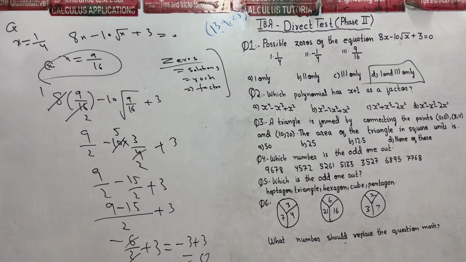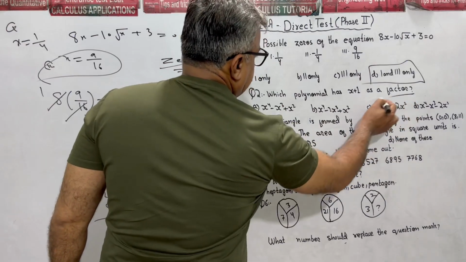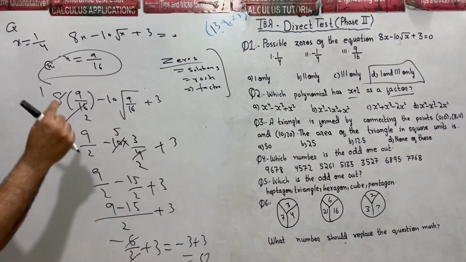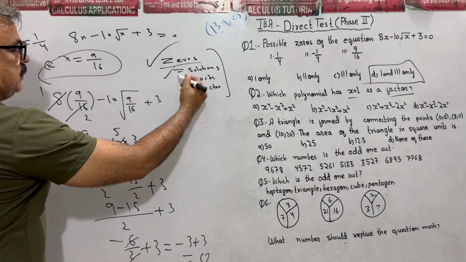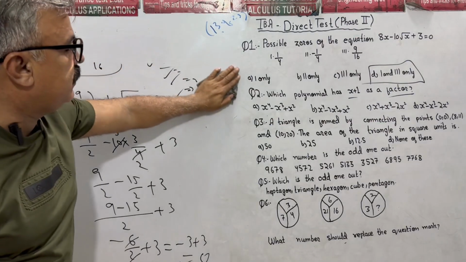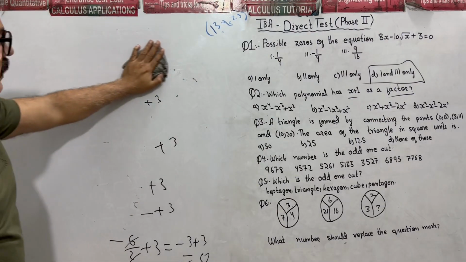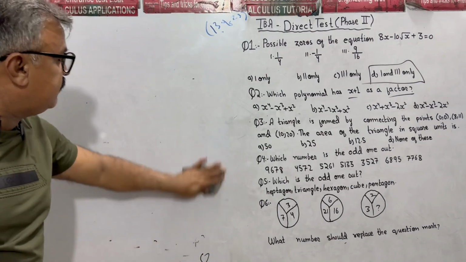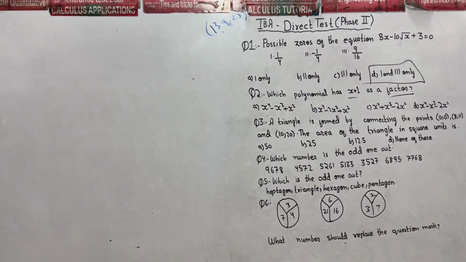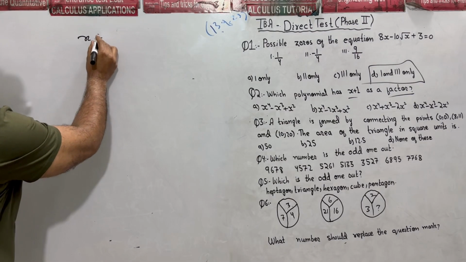Moving towards question number 2. X plus 1 is a factor of which expression? Factor is also known as zero, solution, root. Polynomial means any variable involving positive natural number powers. We have been given some polynomials. Which polynomial has x plus 1 as a factor?